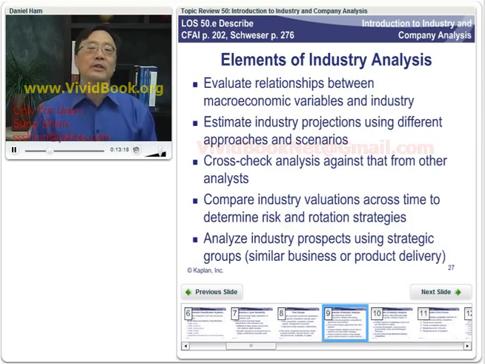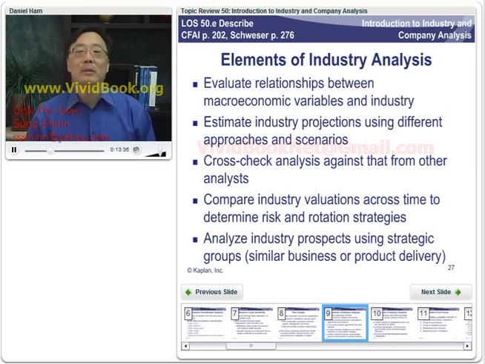Now we're going to go through some of the elements of industry analysis, and there's a laundry list of 9. It's kind of a process checklist. I want to go through them in order. The top one really is a top-down analysis: evaluate the relationship between macroeconomic variables and the industry.